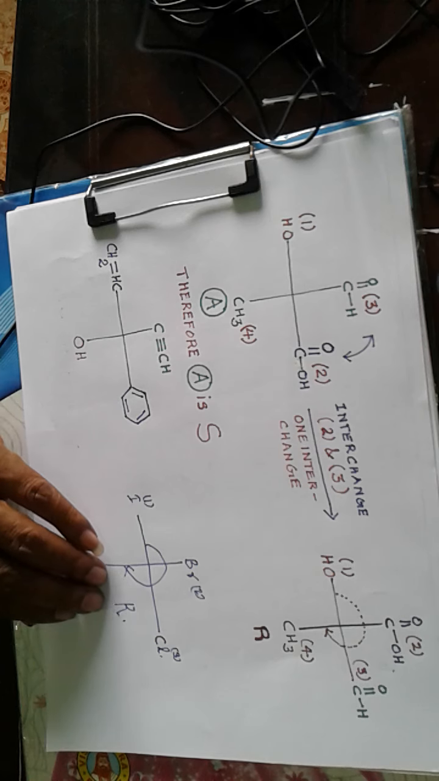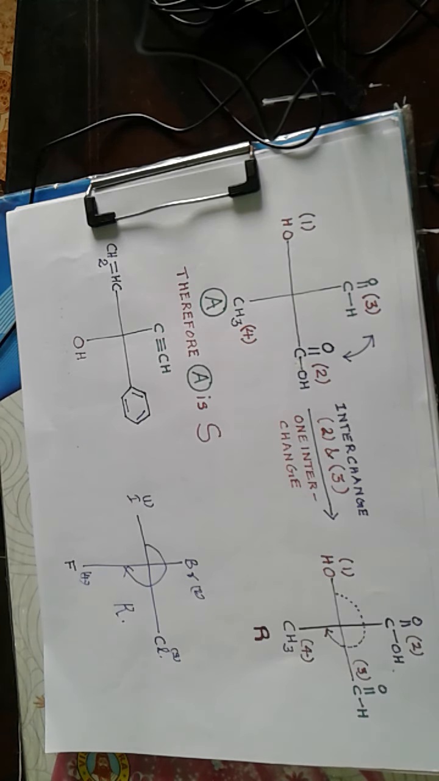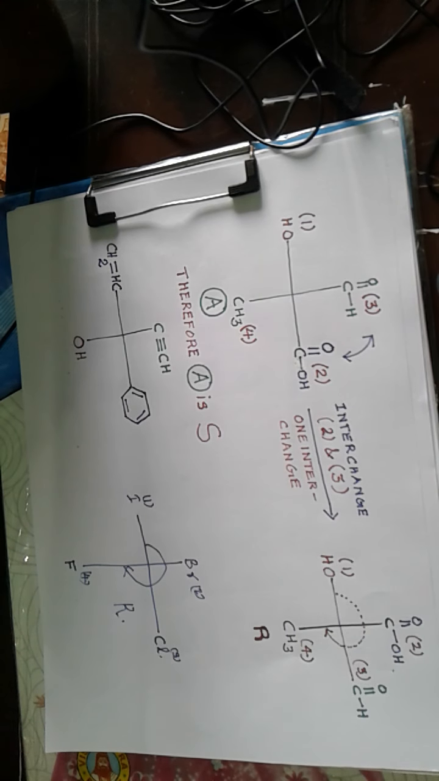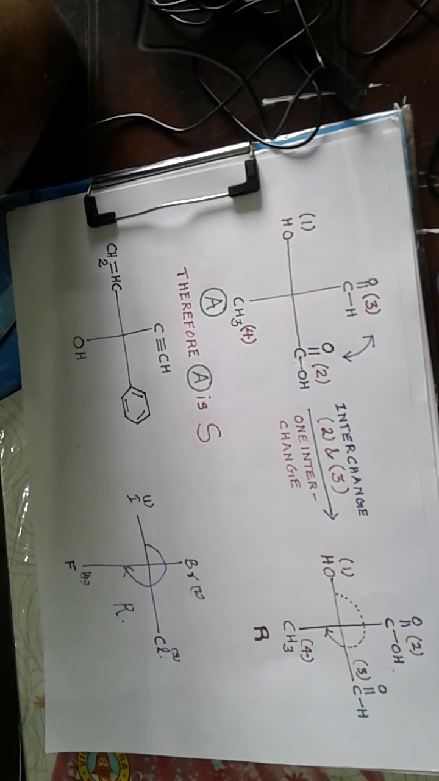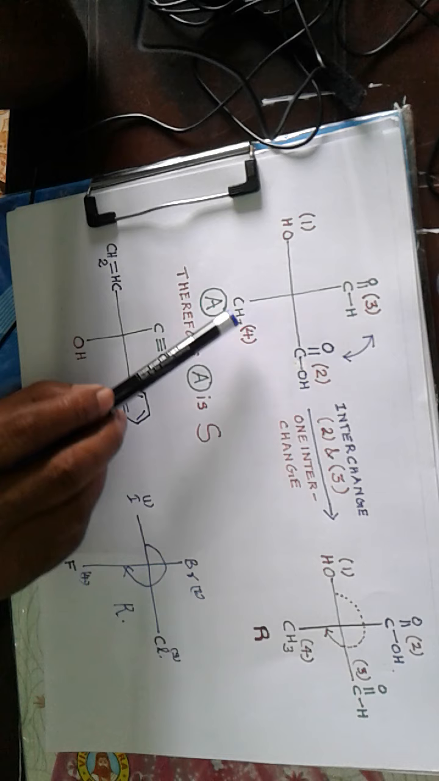Now the most important thing is that the group of least priority should come at the lower end of the vertical line. That you should not forget. The group of least priority should come at the bottom of the vertical line. Now here one example is given. That is OH, CHO, COH and CH3.